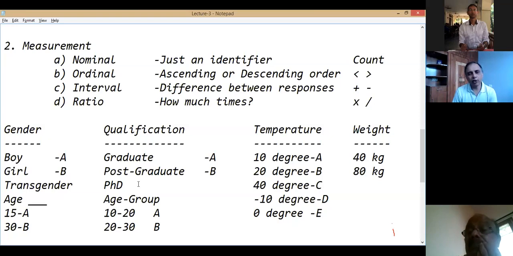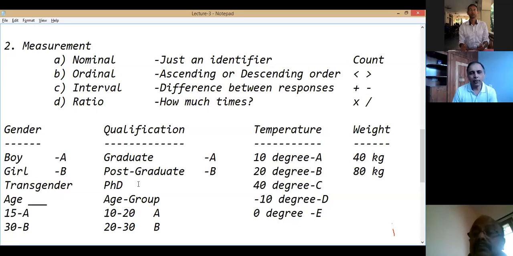Open-ended quantitative questions. What is your income? Fill in the blank. What is your height? Dash. What is your age? Dash. This is called open-ended quantitative question, and they generate ratio measurement. Friends, the first two, nominal and ordinal, are collectively called non-metric. The next two, interval and ratio, are called metric.